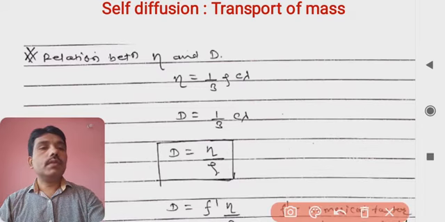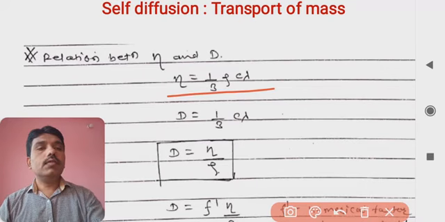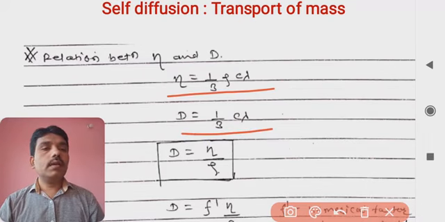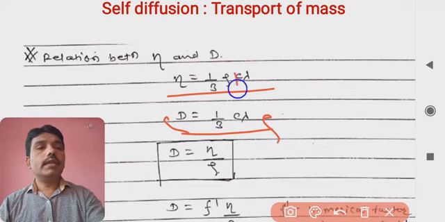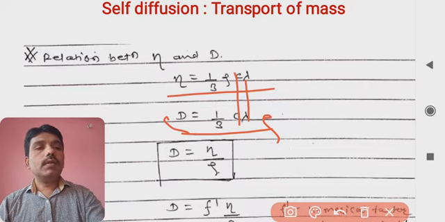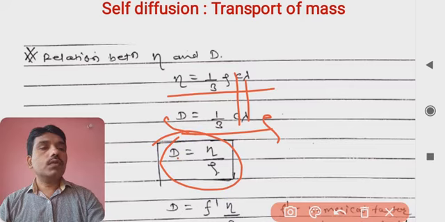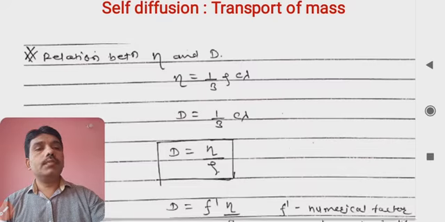eta is always written as, previously, 1 by 3 rho c lambda, and d we calculated as 1 by 3 c lambda. So in this case, if I multiply d by rho on both sides, the right hand side matches. So eta is equal to rho d, and from that, if we want to write d, the rho goes to the other side, so eta by rho will be there. So this is the relationship between eta and d, that is, the viscosity and the diffusion.